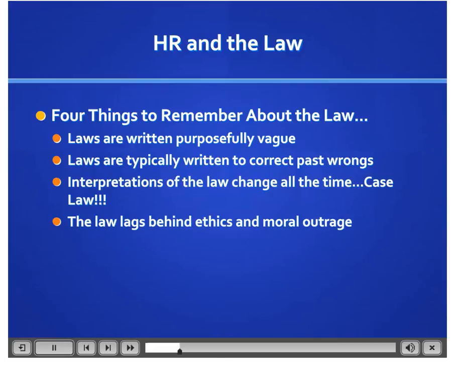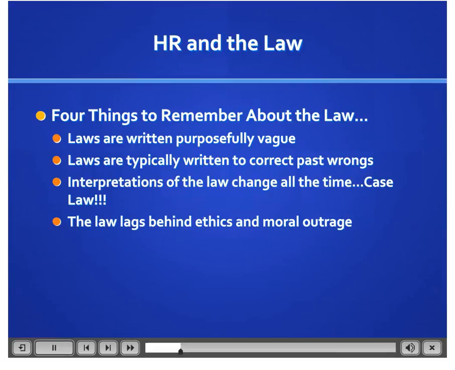The second thing is that laws, as I said, don't come out of a vacuum. They are written to correct past wrongs. And so if there's a problem and something bad has occurred, that's when the law comes about. So the bottom line is the laws are written not for the fun of it, but because something seems to have gone wrong, and we need to create the law in order to protect people.